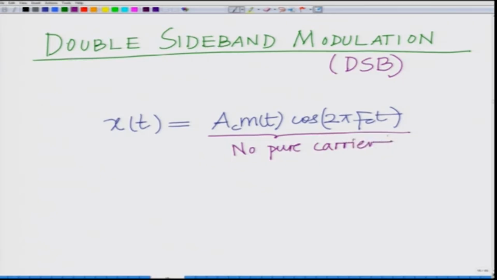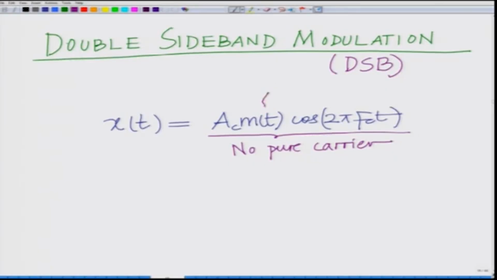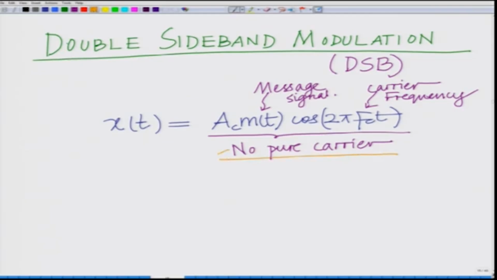We simply have the carrier that is modulated by the message. Ac, m(t) is the message signal, cosine 2 pi fc t, the carrier at carrier frequency fc. So, m(t) is your message signal, and this fc, as we have already seen many times before, is the carrier frequency.